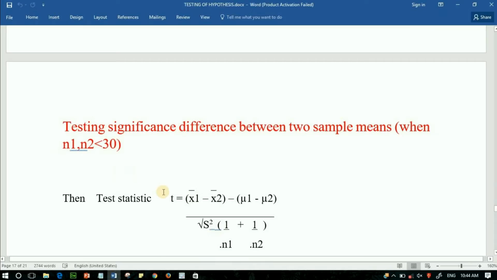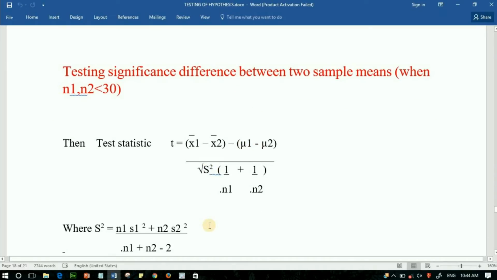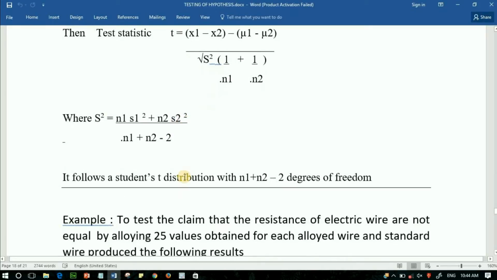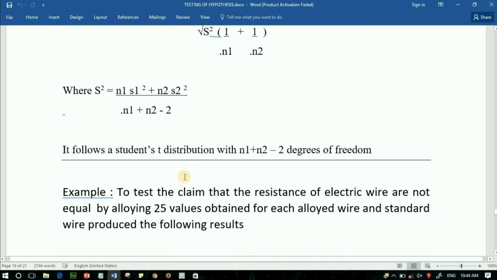The statistic you have to learn by heart: t is equal to x1 bar minus x2 bar minus mu1 minus mu2 whole divided by square root of s squared into 1 by n1 plus 1 by n2, where s squared is equal to n1 s1 squared plus n2 s2 squared divided by n1 plus n2 minus 2. Here n1 is the sample size of the first sample, s1 is the sample standard deviation of the first sample, and n2 and s2 are those of the second sample. It follows a student's t distribution with n1 plus n2 minus 2 degrees of freedom.